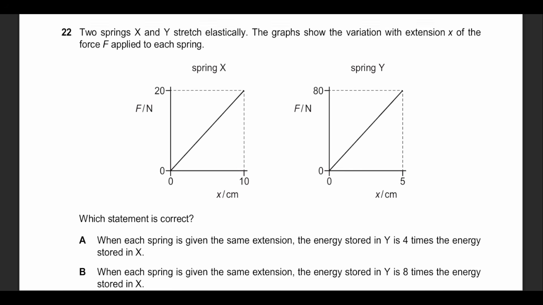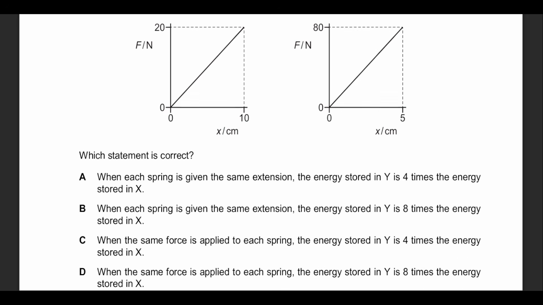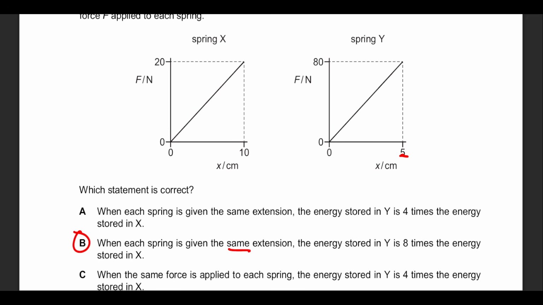Question 22. He says two springs X and Y are stretched. Okay, fine. All the statements are given. It's up to you to check all of them, right? And the only one that's acceptable in this case is option B. Let's check this equation. He says given the same extension. And the way we're going to do this is to see that if this was up to 5, this will likely be at 10 newtons. So we apply the formula half Fx for both of them. So this is half into force, which is 10, into extension, which is 5.